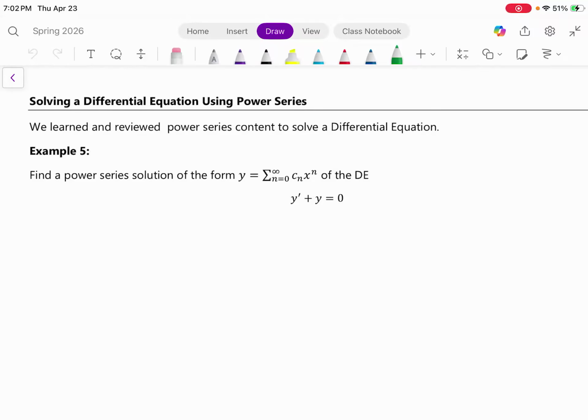And in this video, we are finally at the point where we're going to be able to solve a differential equation. That's the whole point of this class, being able to solve differential equations. We've been learning and reviewing some power series concepts and tricks in order to get to this point. We're going to use the ideas of power series to figure out how to solve the differential equation, because remember, our goal is to get y equals something. That's how we solve a differential equation.